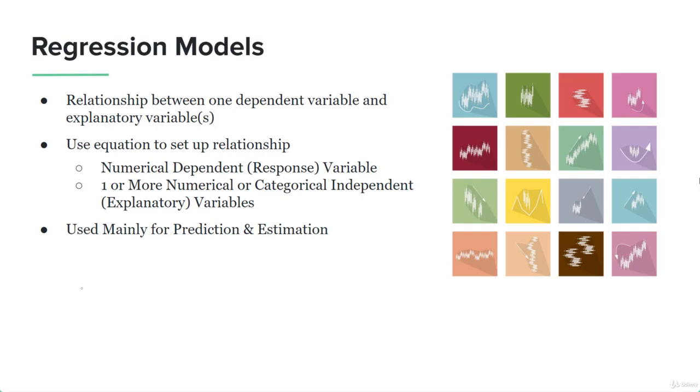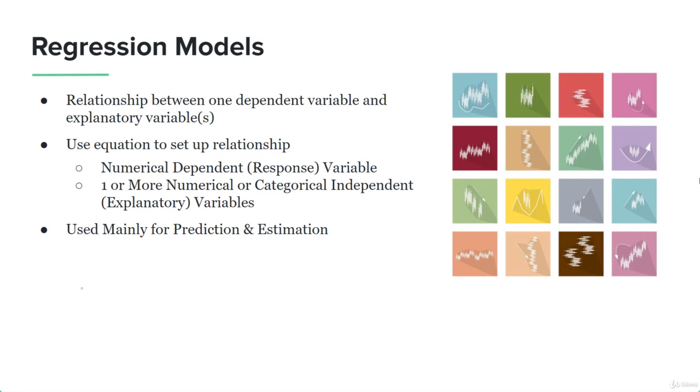A numerical dependent variable, also known as a response variable, and one or more numerical or categorical independent variables. So this is the equation that will be set up between these variables, and we're going to use that equation to represent that relationship. Mainly, regression models are used for two things, prediction and estimation, as we will see later on.